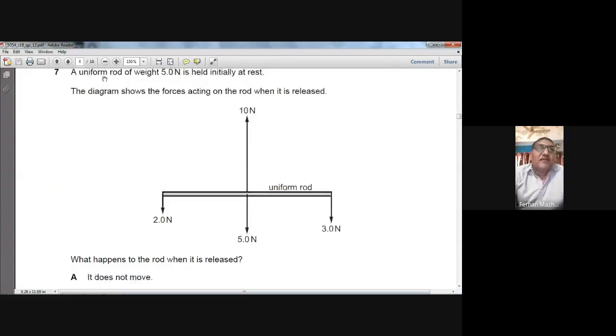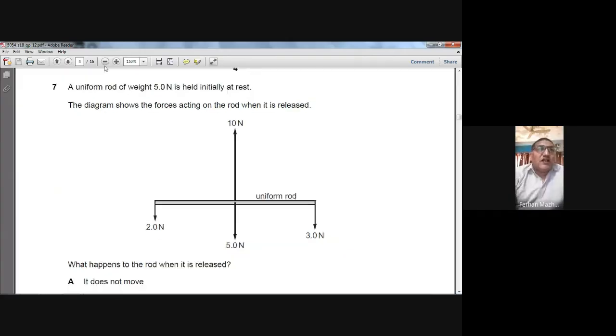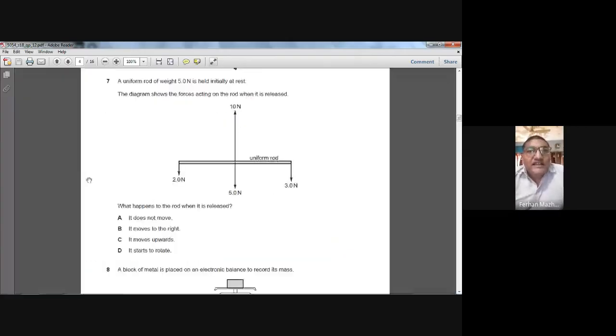Okay, here we have a uniform rod of weight 5 Newton held initially at rest. The diagram shows the forces acting on the rod when it's released. So the question is, what happens to the rod when it is released? Okay, you know, the upward force is 10 Newton. Downward, the total downward force is 10 Newton. So upward and downward are basically balanced.